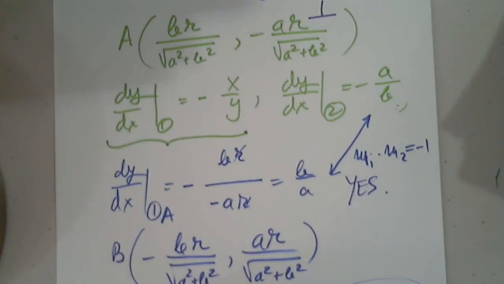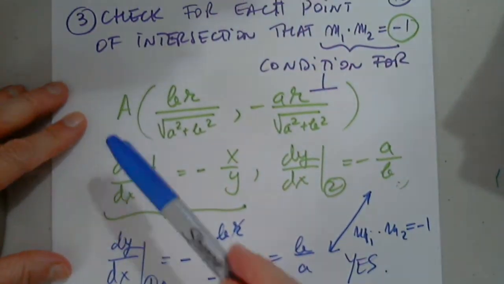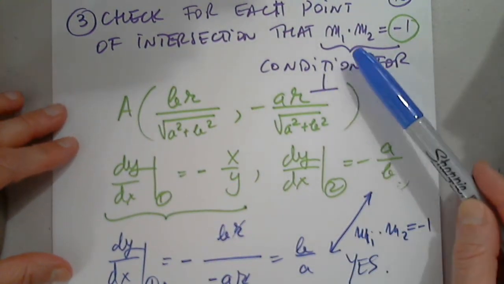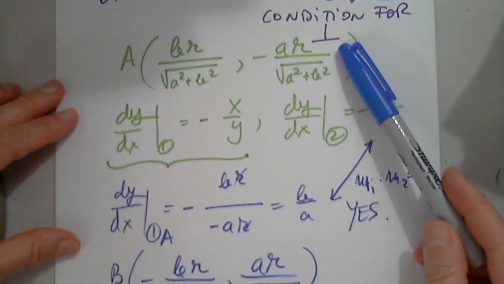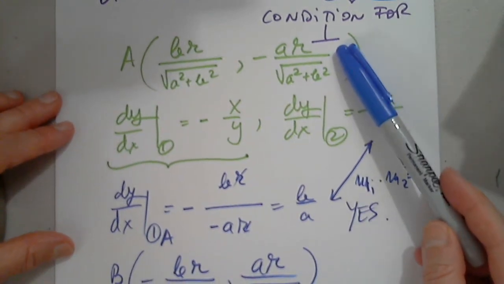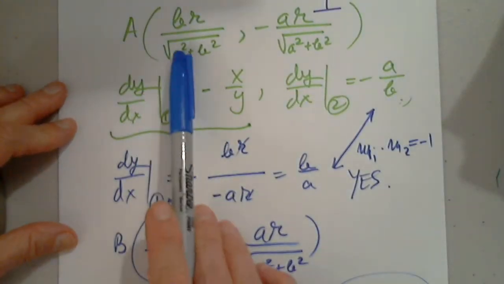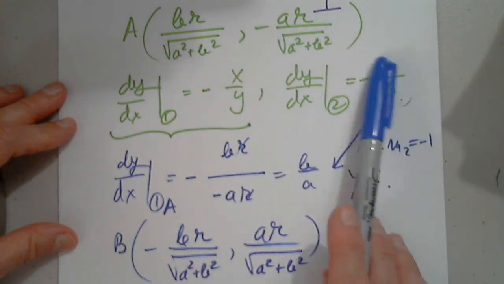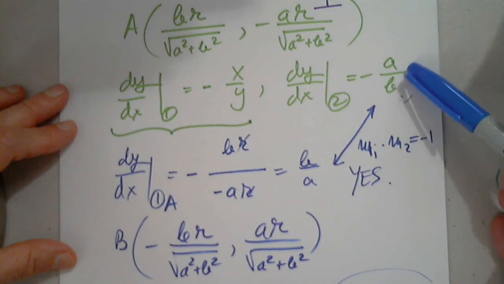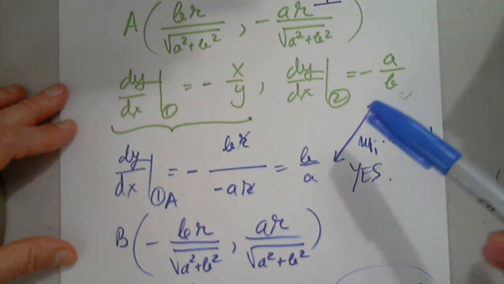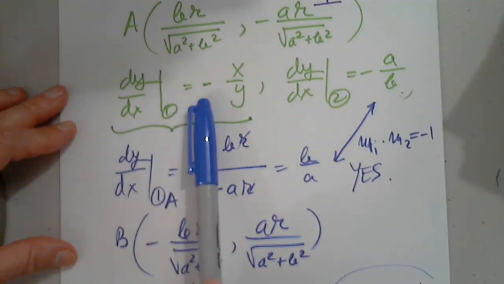So all I did was to check for each point of intersection that the product of the slopes is -1. That's the condition for them to be orthogonal trajectories. I plugged in, because in the second one I did not have to plug in, because it's a constant. I don't have x and y to plug in. It's just a constant. But here I have -x over y.